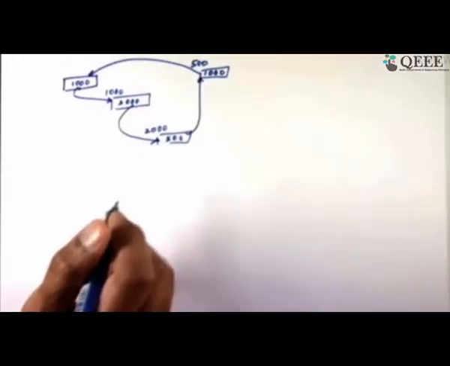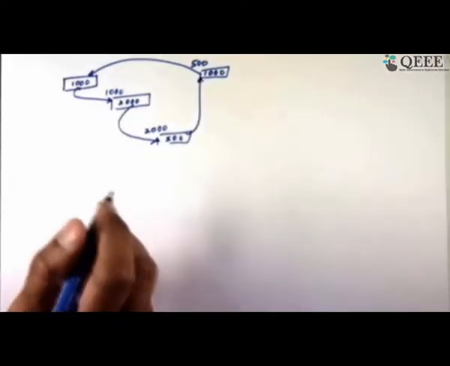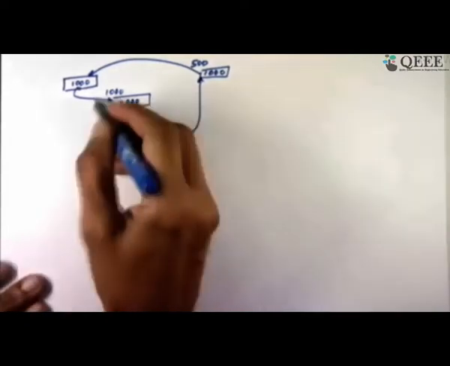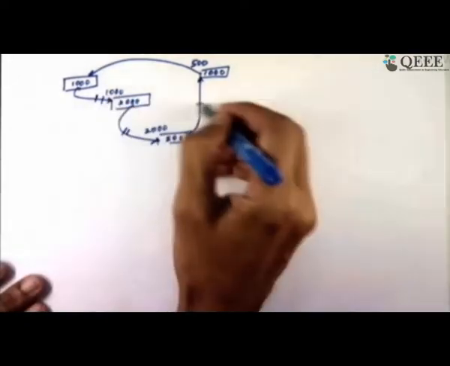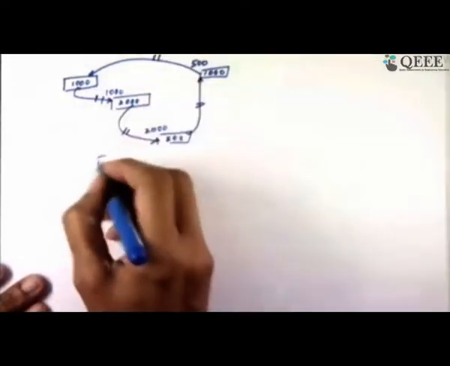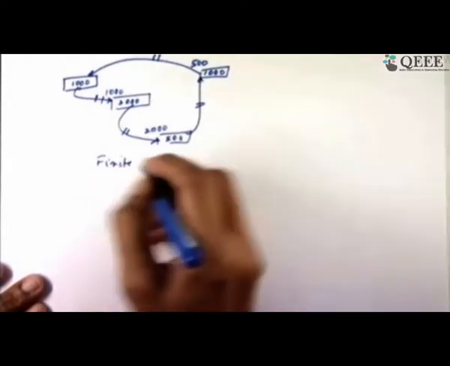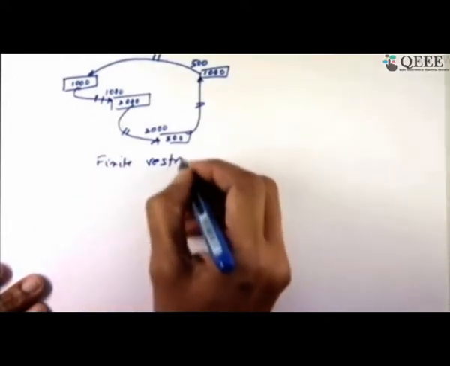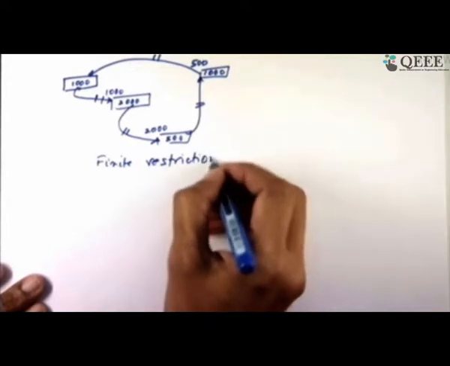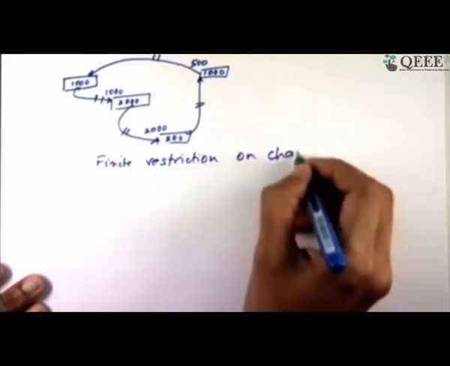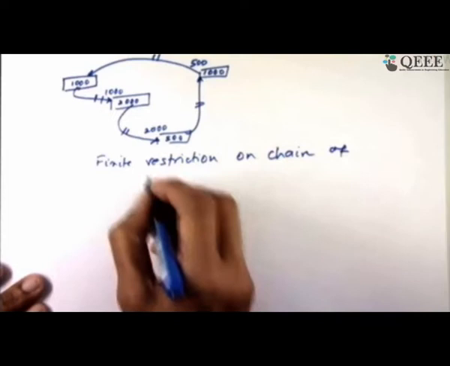So I interpret your friend's question, Chiranjeev, as asking how many levels. How many times can I do this? Is there a finite restriction on the chain of pointers that I can create? So creating a chain of pointers: pointer pointing to pointer to pointer to something.